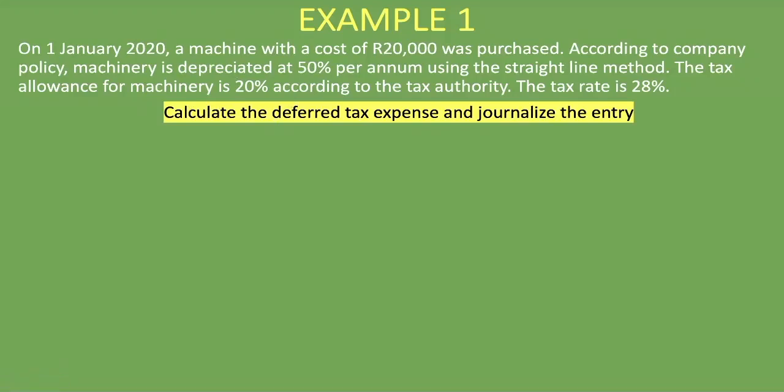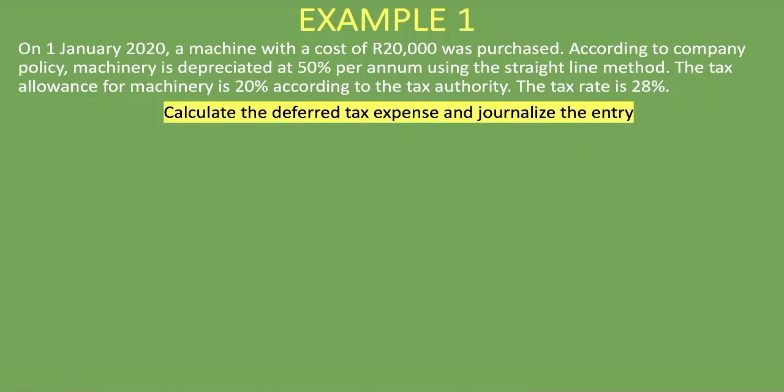Now, can you see the difference between this question and the previous one? The only difference here is that we switched the percentages around. Now, what I would want you to do here is to gauge your understanding on this example. Pause the video here and try and attempt to answer it. We are asked to calculate the deferred tax expense and journalize the entry. So pause the video, attempt it, and then continue, and you can compare your answer to mine.